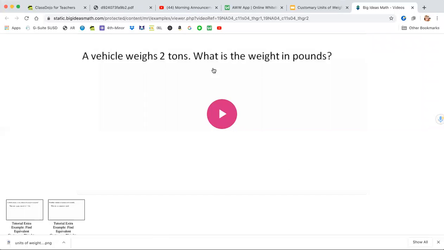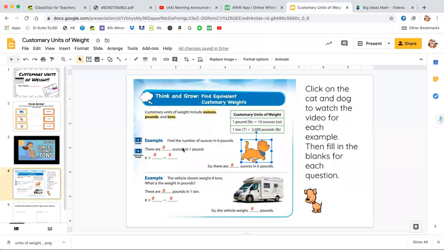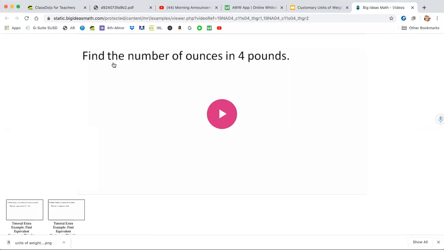A vehicle weighs 2 tons. I think these are actually kind of switched around. But this is a vehicle weighs 2 tons. What is the weight in pounds? You can click down here at the bottom to switch between those 2 videos. But since our first question is talking about ounces in a pound, I'm going to do find the number of ounces in 4 pounds. So we're going to watch this video.